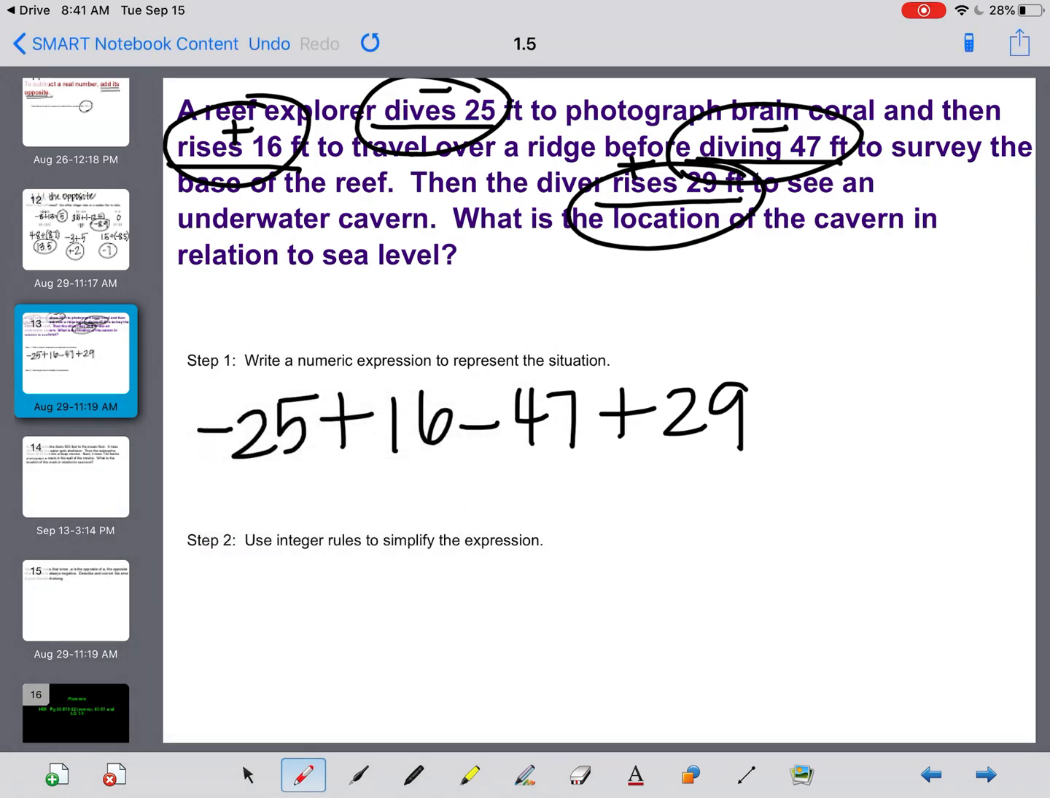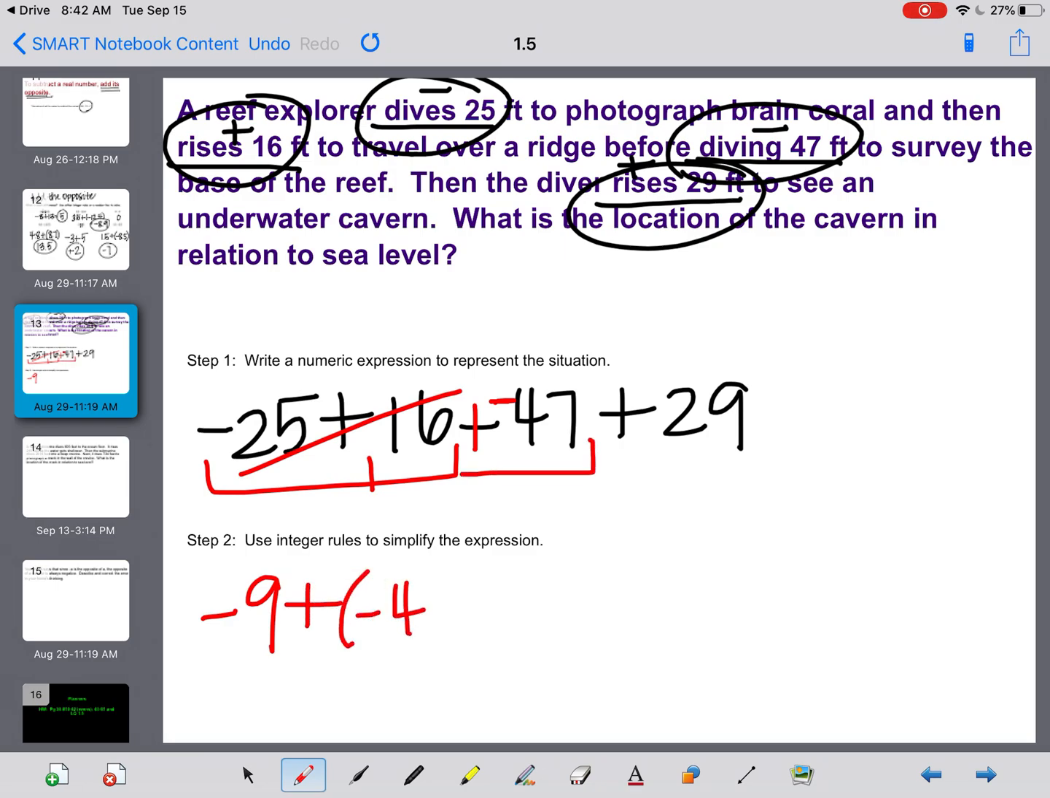Okay, so remember when we were talking about subtracting, we could really change it to adding the opposite. All right, so if I add all of these, I can start here if I want. So negative 25 plus 16 means I have more negatives. And how many more negatives? That's 9. Okay, so I have negative 9 with just this part. Then I'm going to add a negative 47. Okay, they both have the same sign, so I'm still negative. And 47 plus 9 is 56.